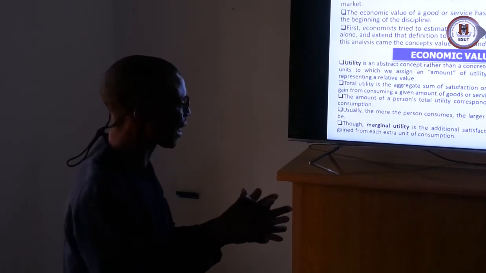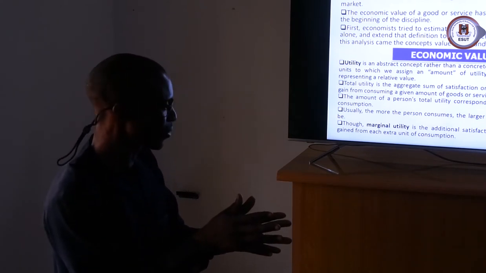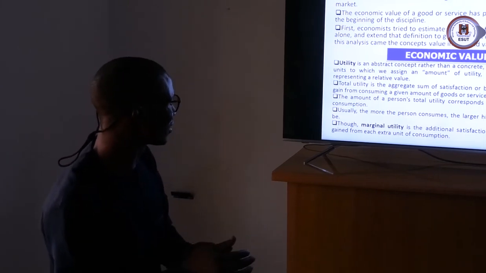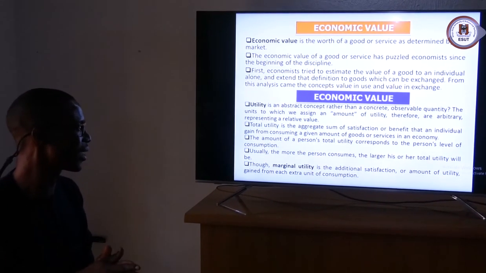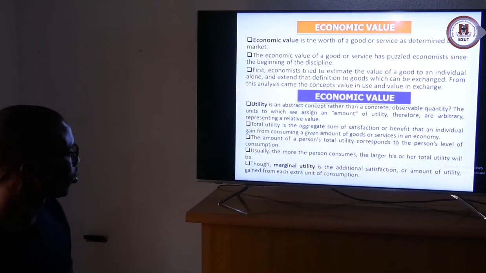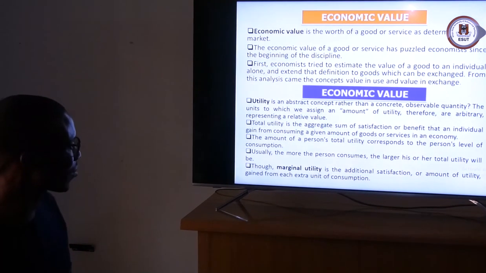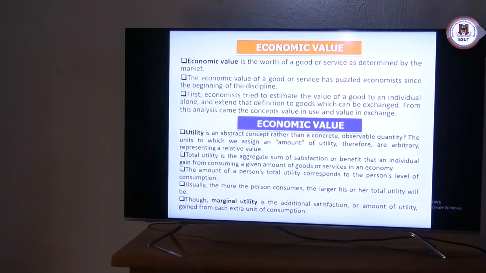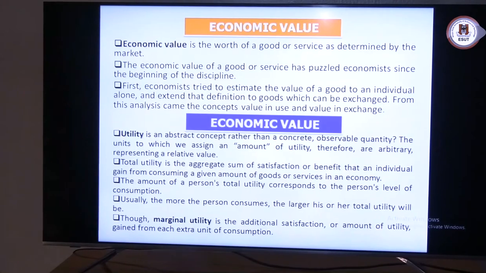We look at economic value of some goods and services. So for economic values, we look at the utility. Utility is an abstract concept rather than a concrete observable quantity. The units to which we assign an amount of utility, therefore, are abstract, representing a relative value.